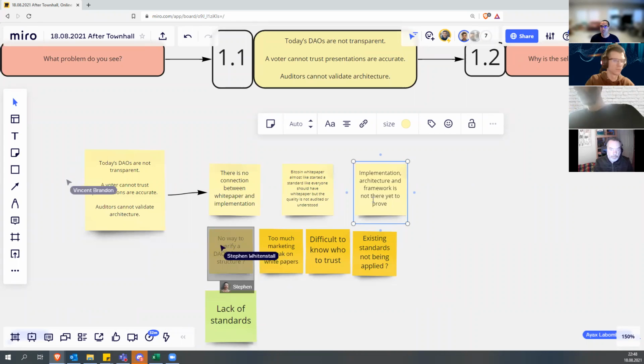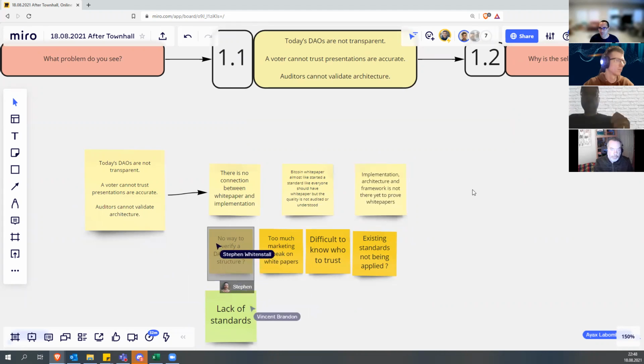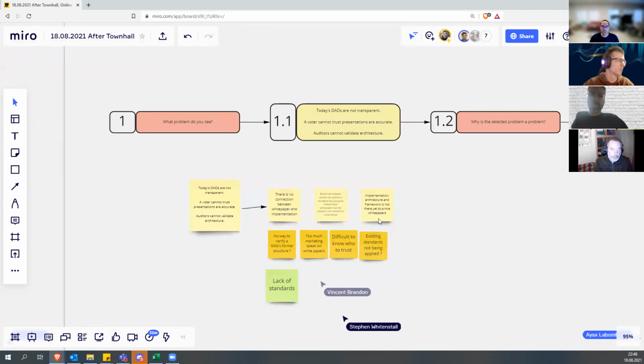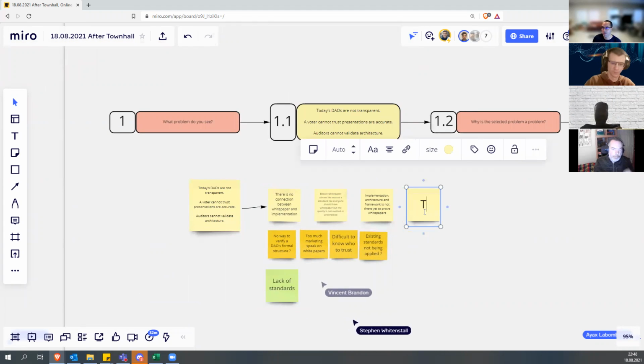Sorry, yeah, no, that's totally true. There's no formally verifiable DAO. Period. And that's your problem statement. A DAO's formal structure. I think that's good. That's good.